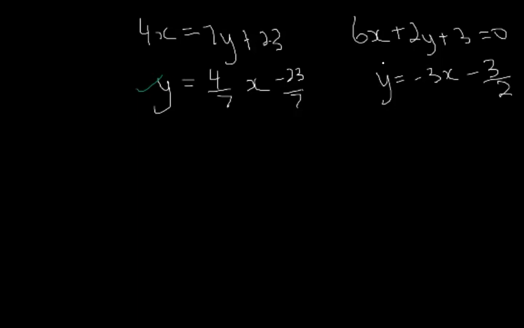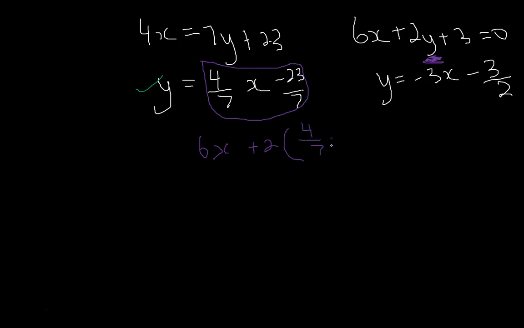Just in case you chose this one instead, or you were doing the elimination method, these are the two equations. Okay, so now we have y. Now that we have y, we want to substitute this value of y into this equation. So wherever I see y in this equation, I'm going to just replace it with this. So I have 6x plus 2 in brackets, 4 over 7x minus 23 over 7, plus 3 is equal to 0.